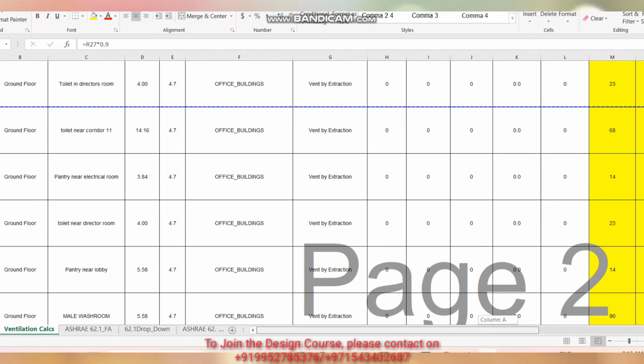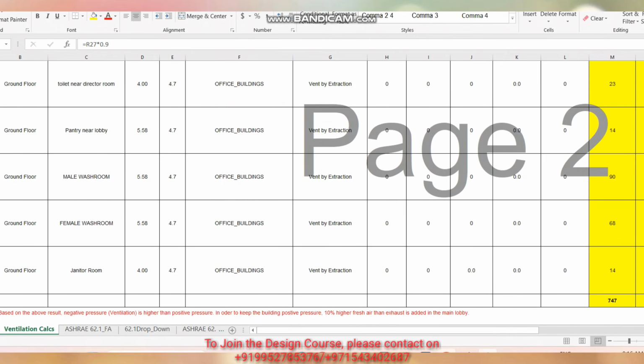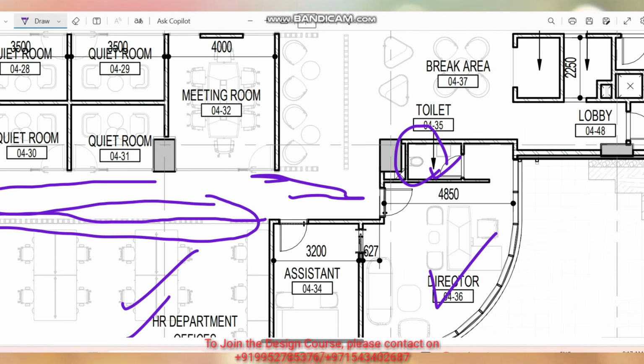The next one, we have one pantry near to the lobby. The same as what we did here. We have a very small pantry near to the lobby, as you see here.